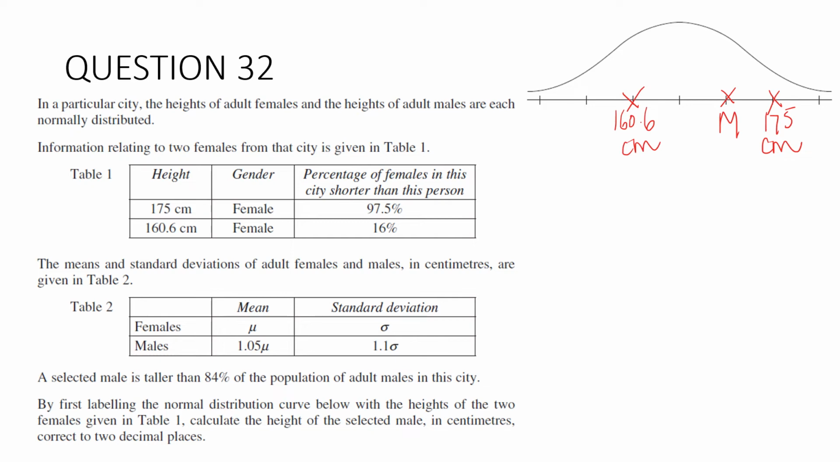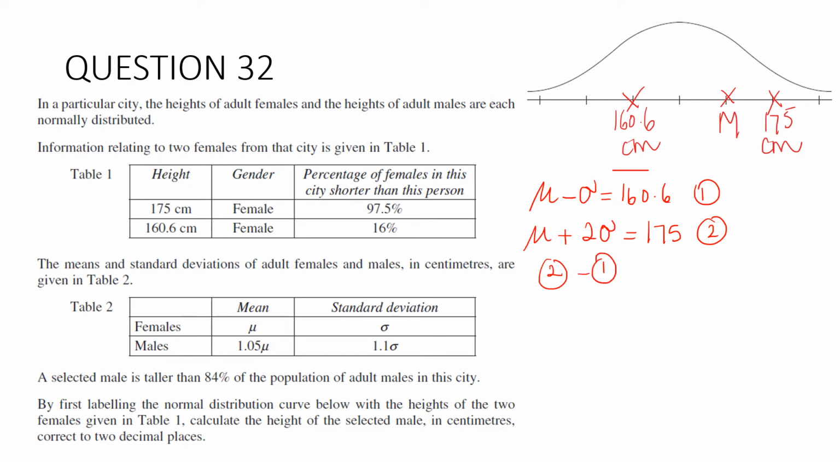Okay, now we need to work out the height of the male. Pretty much the only way to do that is to use these two values here, solve simultaneously to work out the mean and the standard deviation, and then use that to work out the height of the male. Starting with this female here, mu take away sigma is equal to 160.6. And then the other female, mu plus 2 times sigma is equal to 175. I'm going to do equation 2, take away equation 1. So mu take away mu, that's gone. 2 sigma take away negative sigma is 3 sigma. 175 take away 160.6 is 14.4.